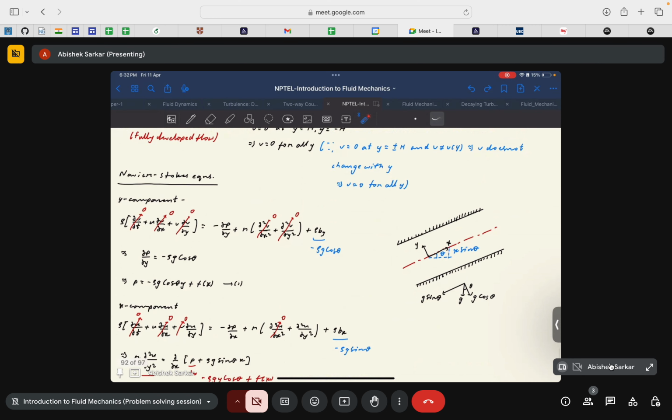If we consider the y component of the Navier-Stokes equation, you have ρ(∂v/∂t + u ∂v/∂x + v ∂v/∂y) equal to minus ∂p/∂y plus μ(∂²v/∂x² + ∂²v/∂y²) plus ρ times the body force component. This is the entire momentum equation, or the Navier-Stokes equation, along the y direction.